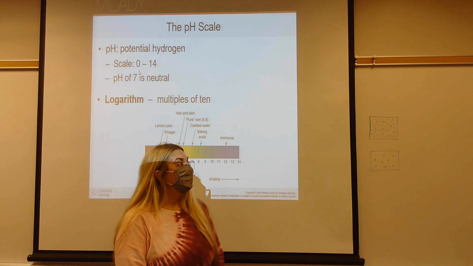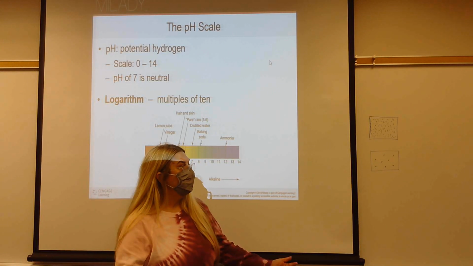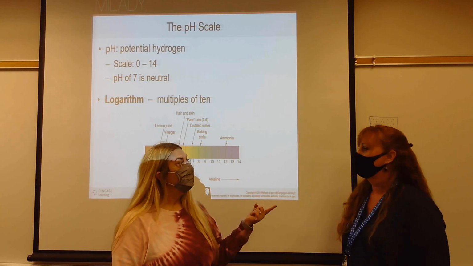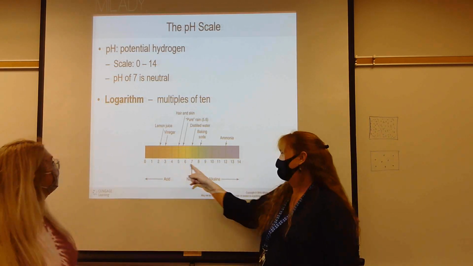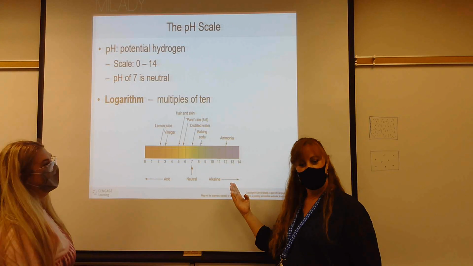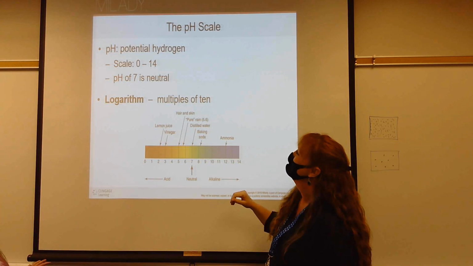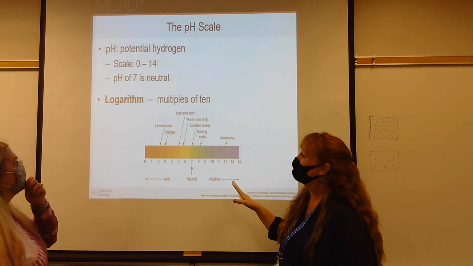So your pH scale, we said that's your potential hydrogen. The scale goes from? It goes from 0 to 14. I feel like Vanna White. I wanted to say 0 to 40. I don't know why. All right, so it's 0 to 14.